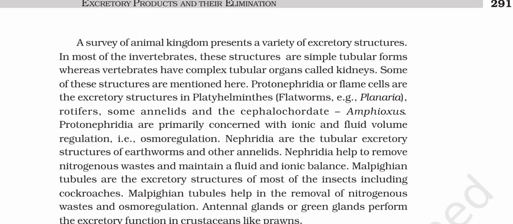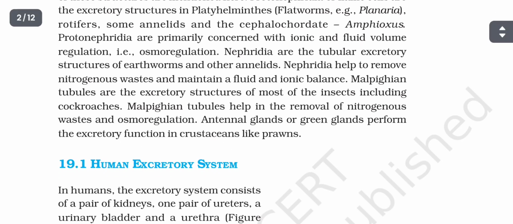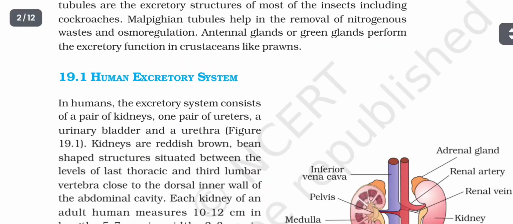Nephridia are the tubular excretory structures of earthworms and other annelids. Nephridia help to remove nitrogenous wastes and maintain a fluid and ionic balance. Malpighian tubules are the excretory structures of most of the insects, including cockroaches. Malpighian tubules help in the removal of nitrogenous waste and osmoregulation. Antennal glands or green glands perform the excretory function in crustaceans like prawns.